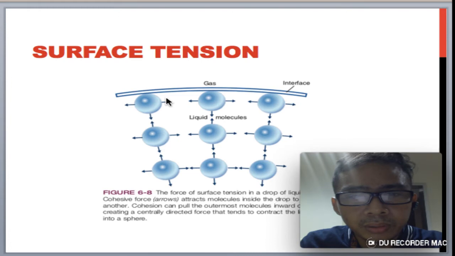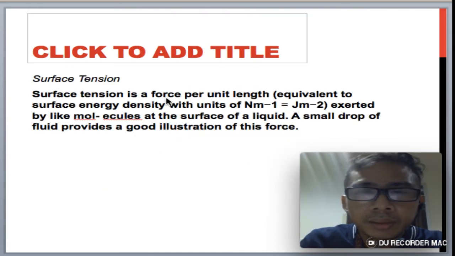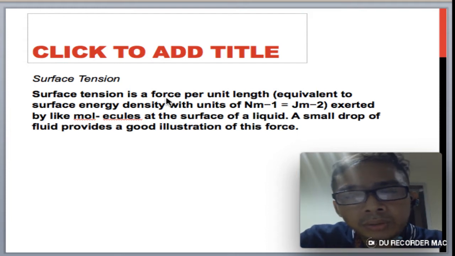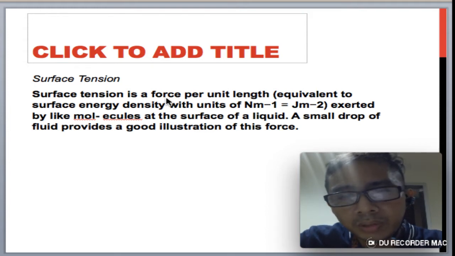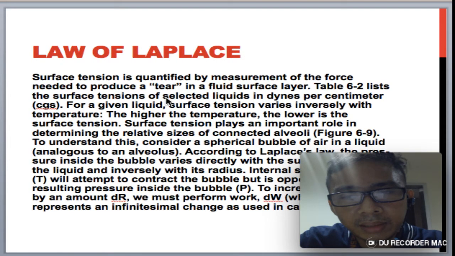Surface tension. Surface tension is force per unit length, equivalent to surface energy density with units of Newton per meter, exerted by like molecules at the surface of a liquid. A small drop of fluid provides a good illustration of this force. So this is the structure of your surface tension. Spring type, no, hexagonal. Sometimes it's like an intertwined structure.